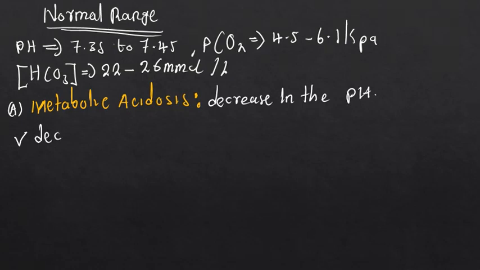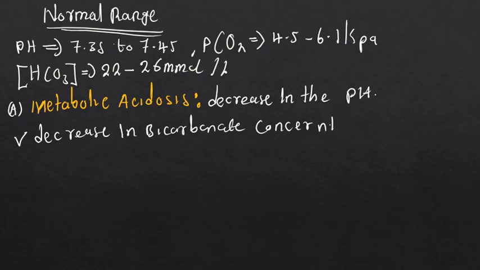Bicarbonate is supposed to neutralize the acid. So if you have few bicarbonate, it means you are going to have a rise in H plus ions. So it means that the pH is going to be lowered.